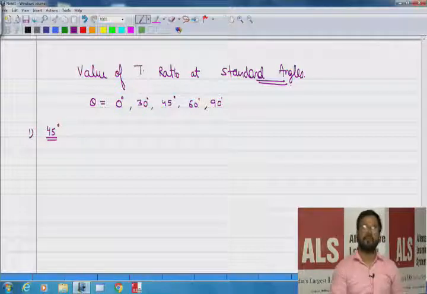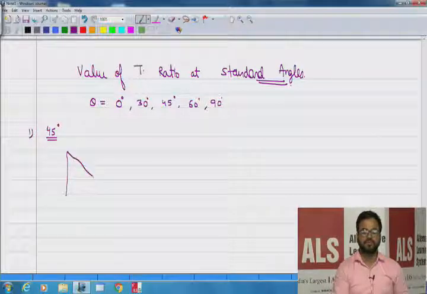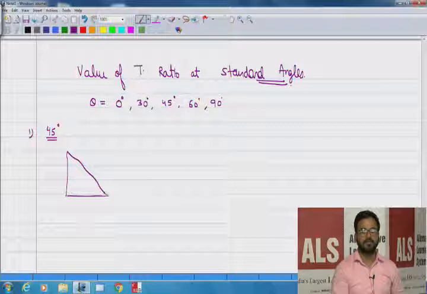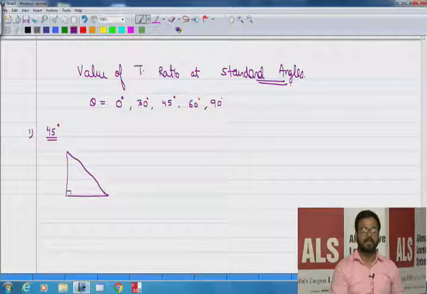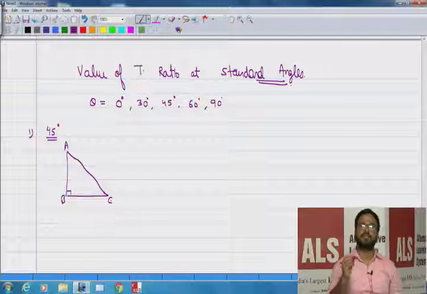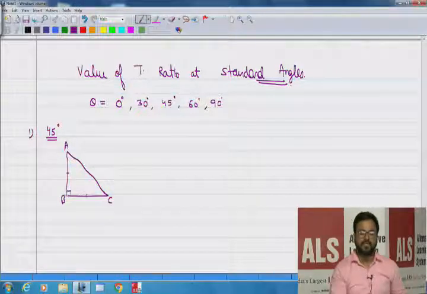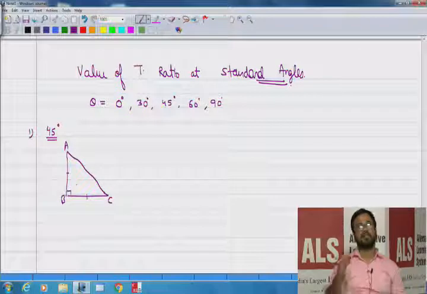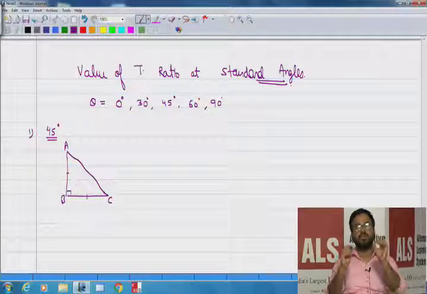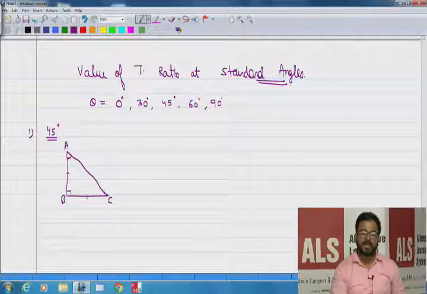So for this one, we have to consider an isosceles right angle triangle. So this is the right angle triangle ABC, but this is isosceles. Isosceles means the two perpendicular sides are equal. So if these two sides are equal, and in the 9th class you have studied that angles opposite to equal sides are also equal, angle A and angle C are also equal, which is nothing but 45 degree and 45 degree.